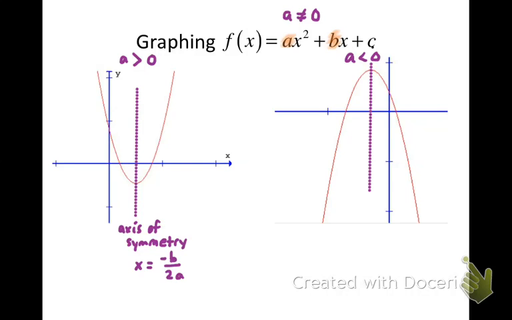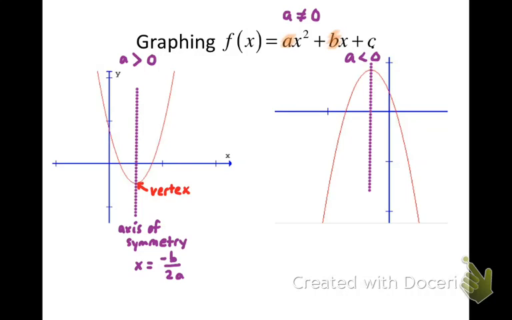Another key feature on the graph of a parabola is its vertex. You're going to notice that each of these parabolas has either a minimum point, in the case of the upward facing parabola, or a maximum point, in the case of the downward facing parabola, and these points are the vertex. They're each called the vertex of the parabola.